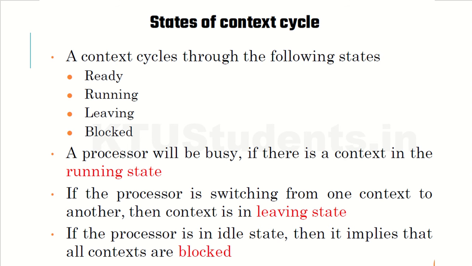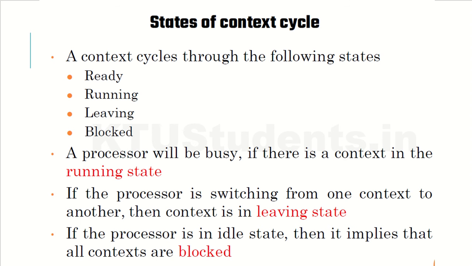In the running state, the context or the process or the thread is actually under execution. Then leaving, it has completed its execution. Now we can take it out of the memory. That is the leaving state. And finally the blocked state, it was in need of something, some operands or some resources, so it cannot proceed further. At that stage, you will have to suspend the execution and the process or the context will be taken to a blocked state. So those are the various states of the context cycle.